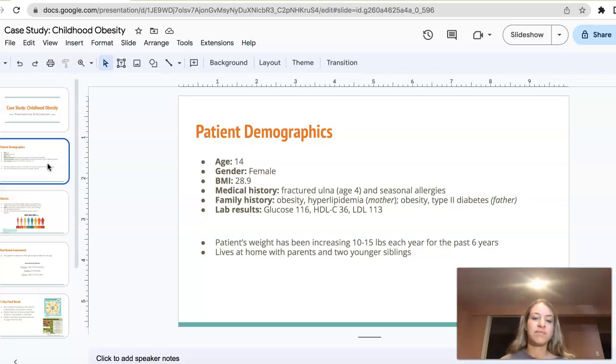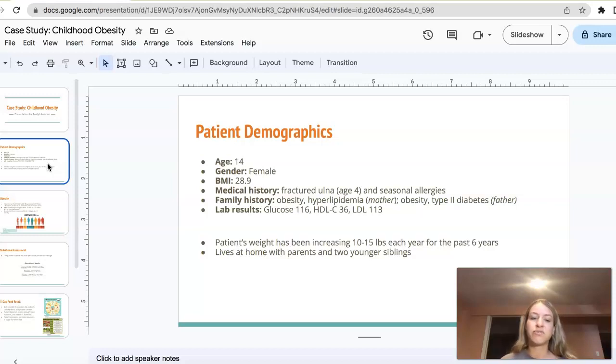The patient's weight has been increasing 10 to 15 pounds each year for the past 6 years, and the patient also lives at home with her parents and two younger siblings. So, looking closely at the patient demographics, going back to her BMI of 28.9, a BMI of 28.9 would be classified as the overweight range.